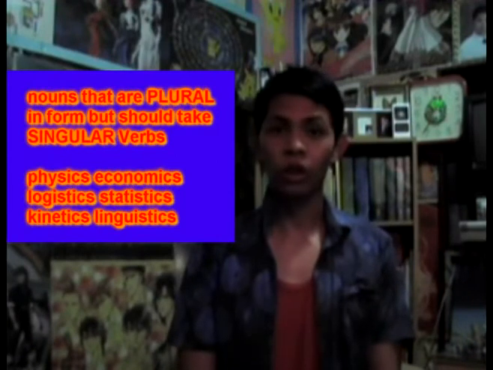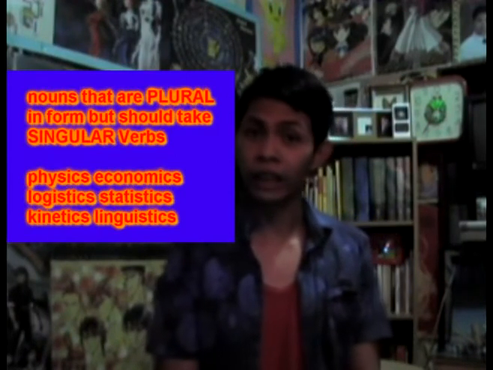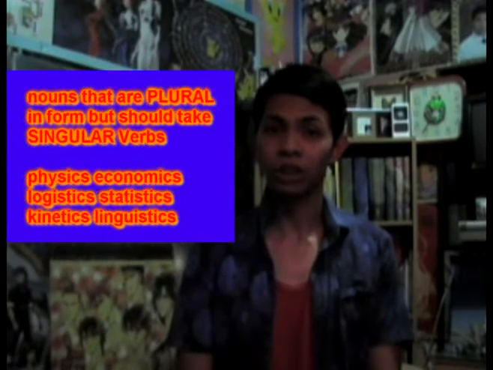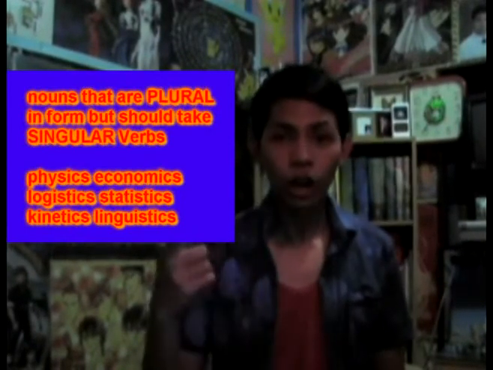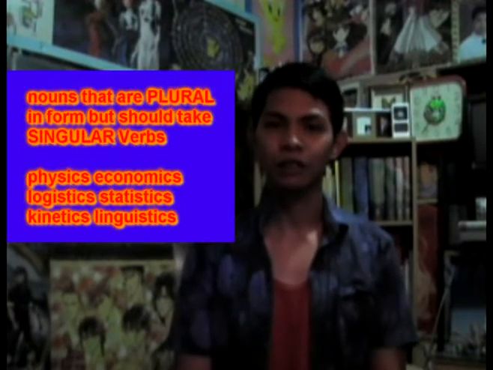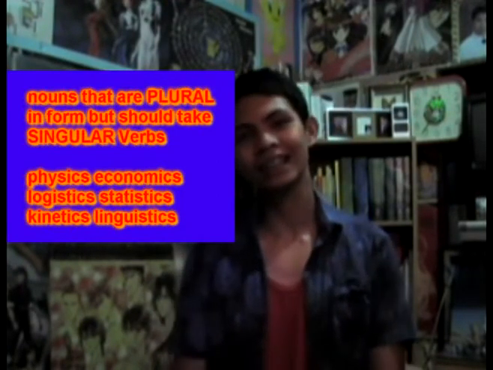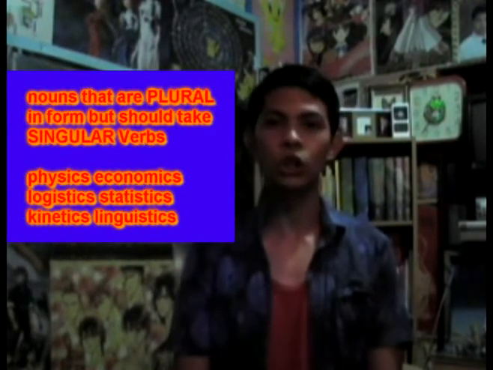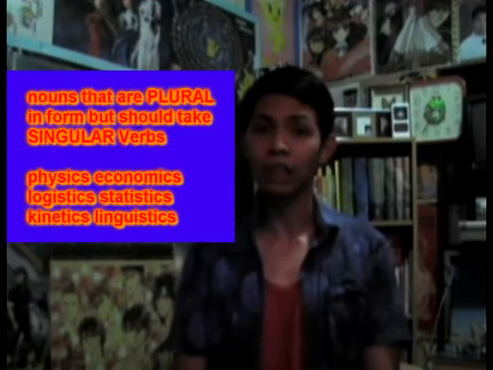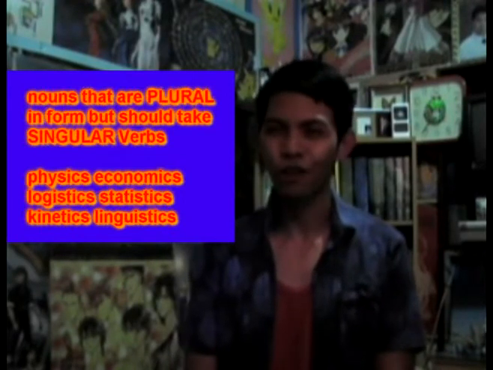Other nouns that end in s, or other nouns that are plural in form, take singular verb. For example, what are these? Statistics, economics, physics, mathematics, okay, linguistics, logistics. Those are some of the nouns that are plural in form but singular in meaning. Therefore, they should take a singular verb.